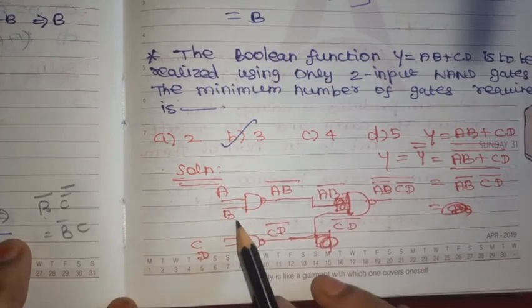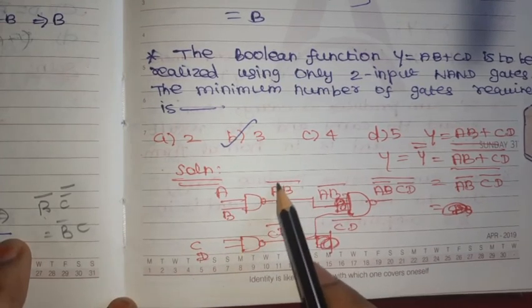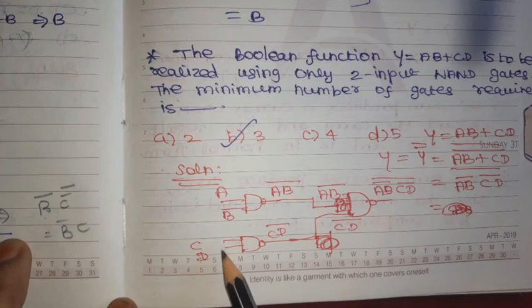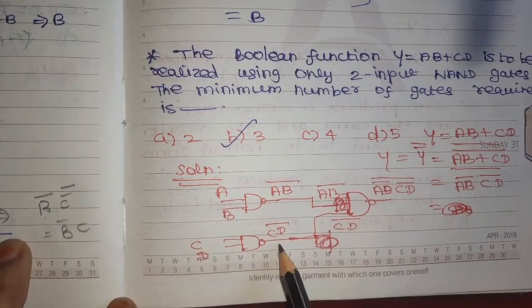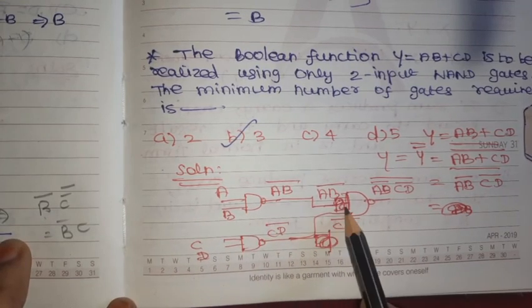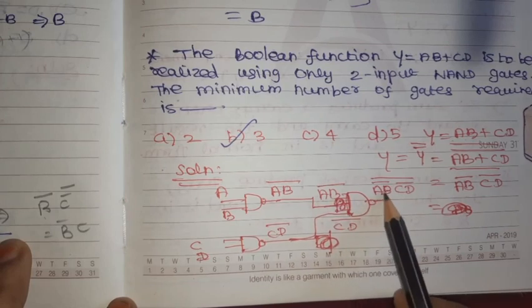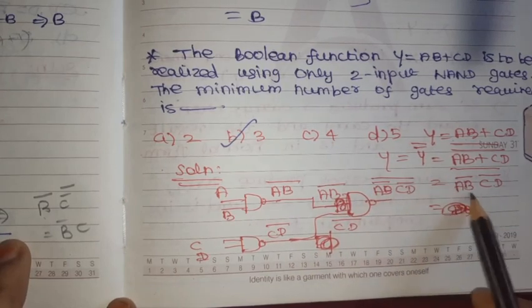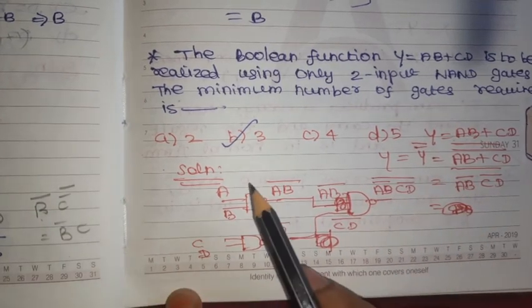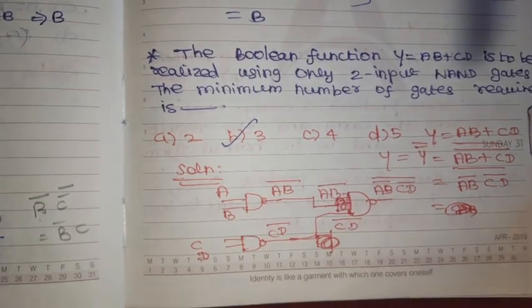So AB, one NAND gate, what is the output? AB bar. CD given to another NAND gate, we are getting CD bar. These two given to another NAND gate, what will we get? AB bar into CD bar, the whole bar, this one. So how many NAND gates? 1, 2, 3. 3 NAND gates we require.